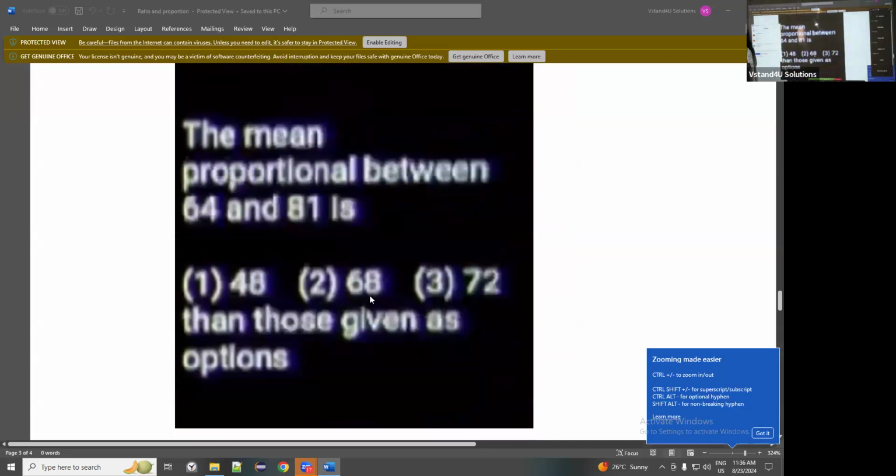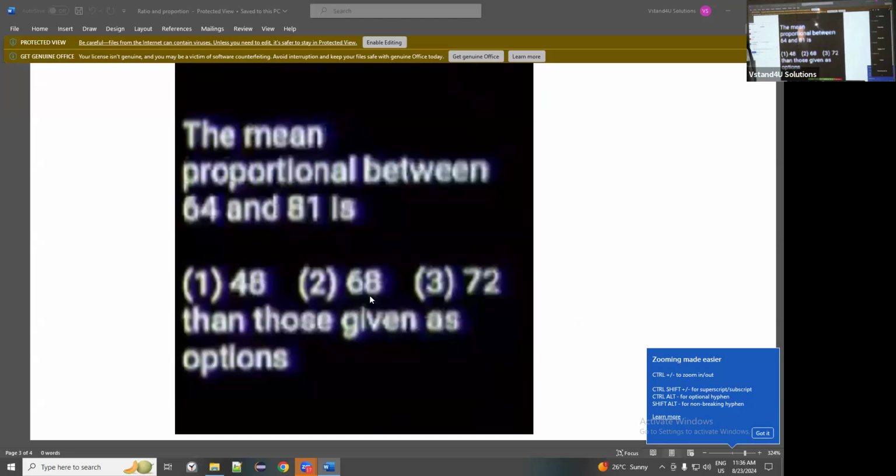Yes, next one. They're asking you to calculate the mean proportional between 64 and 81. What is the formula? The formula is root of AB. Calculate how much you will get. How much will you get? You will get 72. Okay.